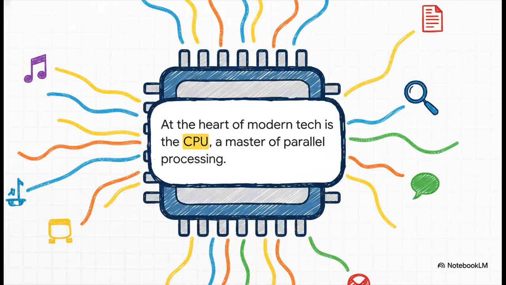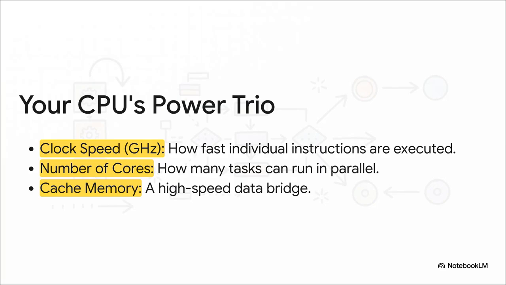And what's so cool is that this same exact idea of parallel processing, it scales all the way down. I mean, right down into the heart of all our modern tech, you'll find the CPU, which is an absolute master of doing tons of things all at once. So when you hear people talk about a CPU, you always hear about this power trio: clock speed, That's just how fast it does one single thing.